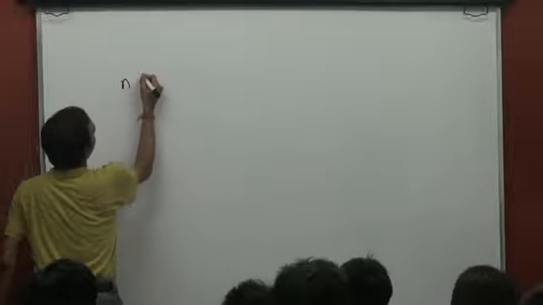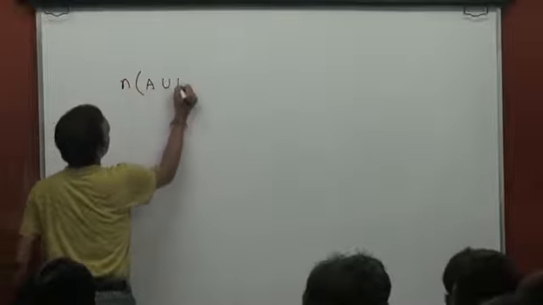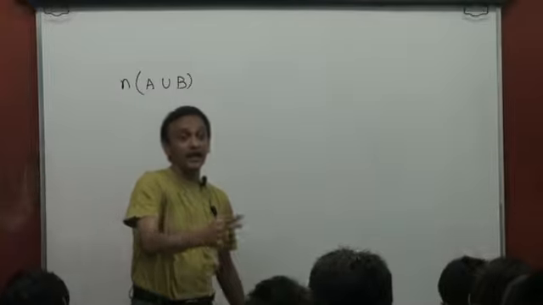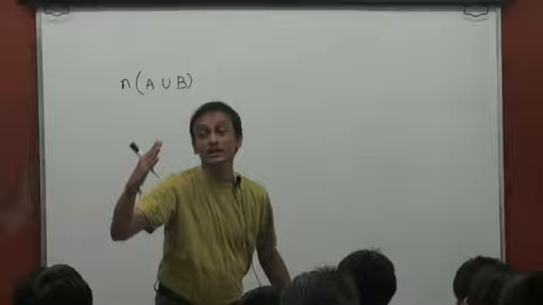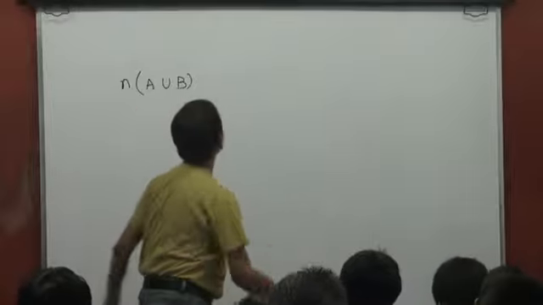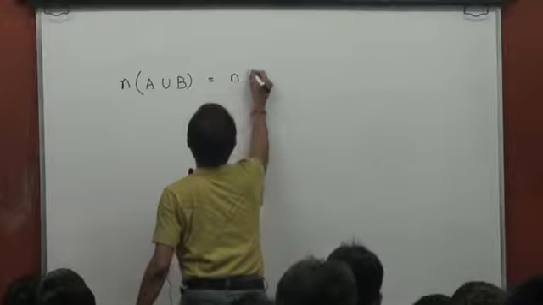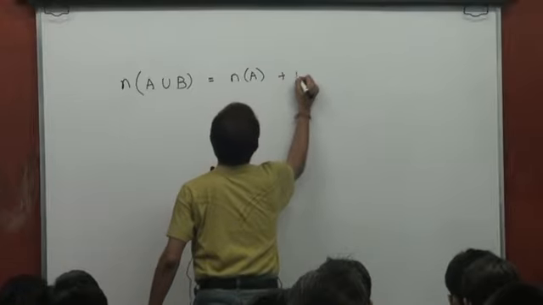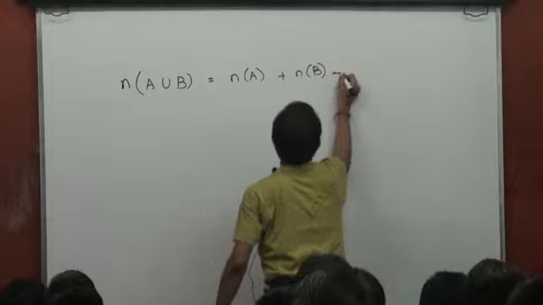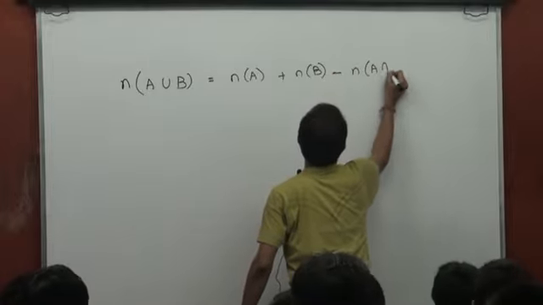Now, number of elements in A union B, that means number of elements in A or B, is number of elements in A plus number of elements in B minus number of elements in A intersection B.